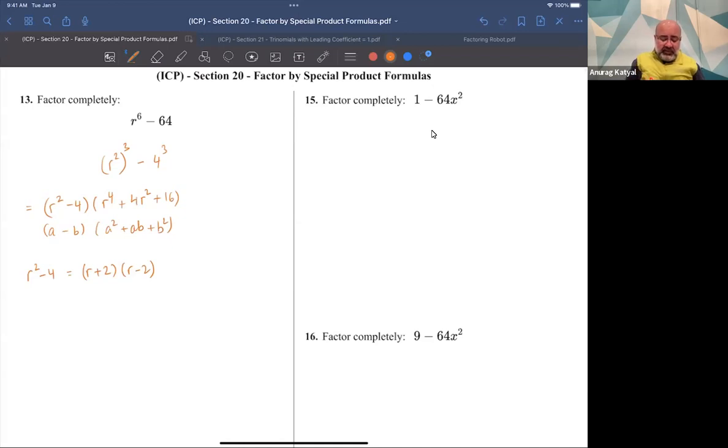So the actual answer to this problem is r plus 2, r minus 2, r to the 4th plus 4r squared plus 16. And again, this part you will never be able to factor further. So you don't even have to look for that. For the sum of cubes or the difference of cubes formula, the trinomial, the 3-term part that you get, you will never be able to factor that, regardless of what the individual terms are. But this binomial that you get at the beginning, you may or may not be able to factor it.